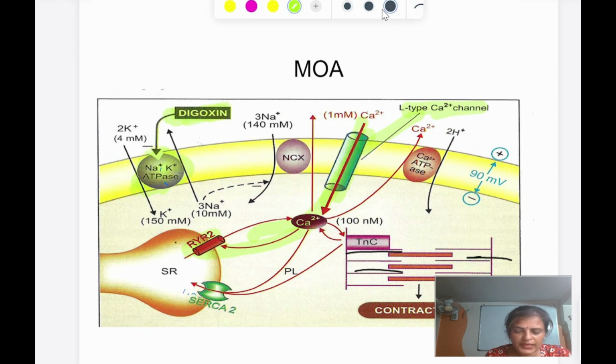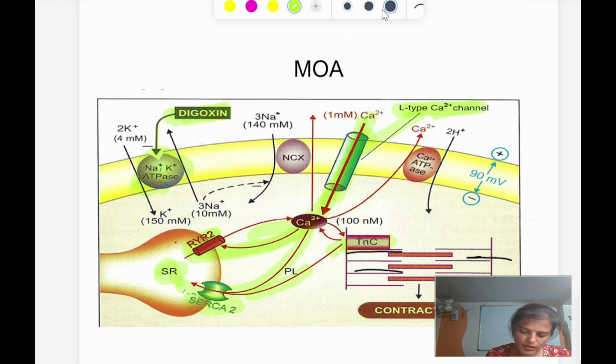Again coming back to the mechanism of action of digoxin, it is going to inhibit the sodium potassium ATPase. Then calcium enters through the L type calcium channel, and this calcium triggers the release of calcium from the sarcoplasmic reticulum by stimulating the ryanodine receptor. Once this calcium is released, it is going to cause the contraction. Once the contraction happens, this calcium is taken back by the sarcoplasmic endoplasmic reticulum calcium ATPase.